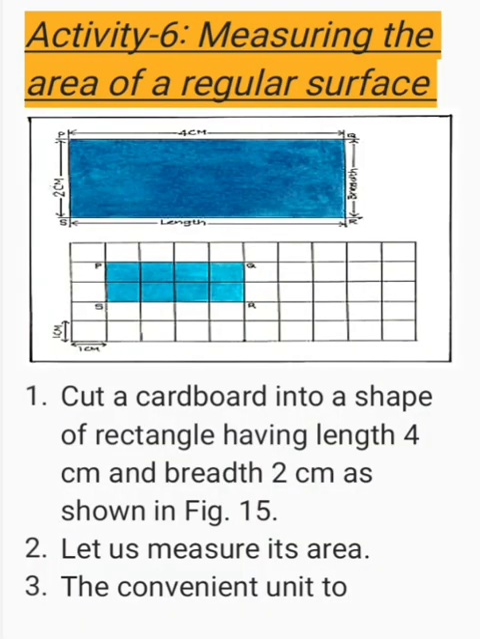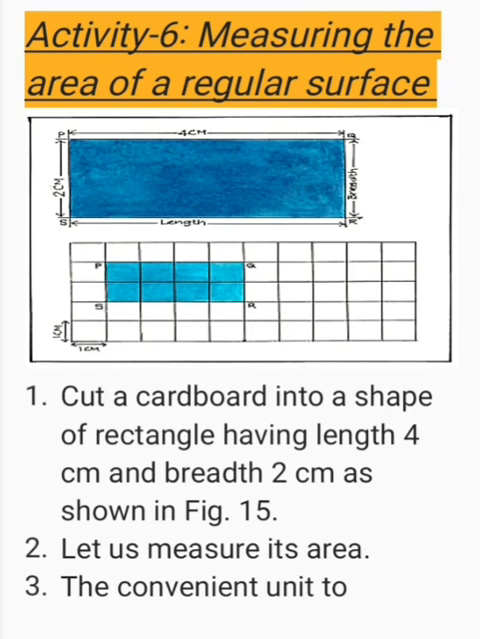Activity 6. Measuring the area of a regular surface. Cut a cardboard into the shape of a rectangle having length 4 cm and breadth 2 cm as shown in figure 15. Let us measure its area. The convenient unit to measure the area of the given cardboard would be cm². Take a centimeter graph paper. Each small square on this graph paper has a side equal to 1 centimeter. The area of each small square on this graph paper is 1 cm².